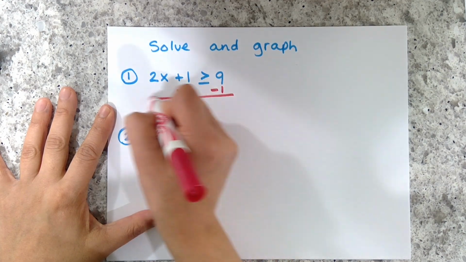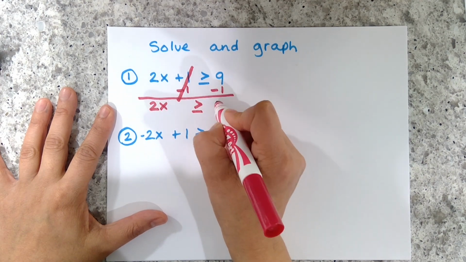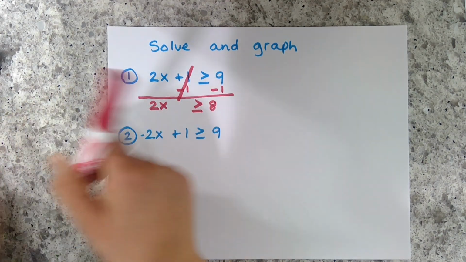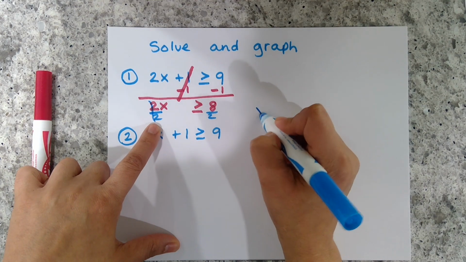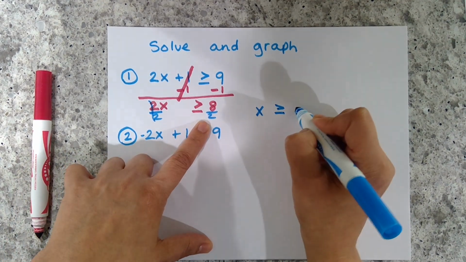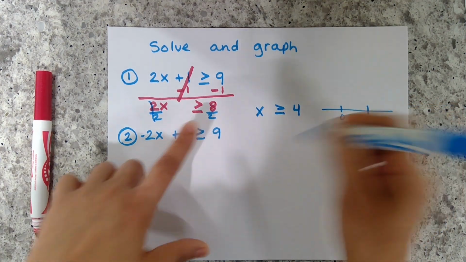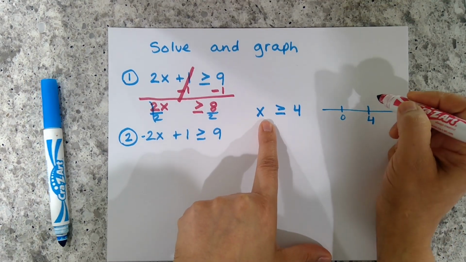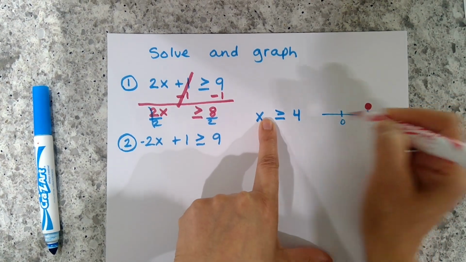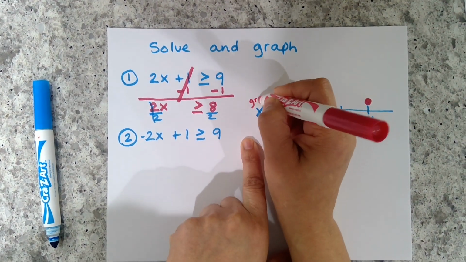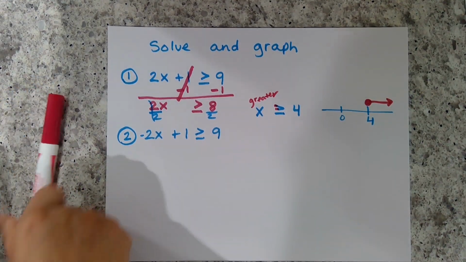Subtract 1 from both sides. So you get 2x. Bring down your sign. 9 minus 1 is 8. Divide by 2. So you get x greater than or equal to 4. Now you're going to graph this. So it is a closed circle at 4. X is greater. So values greater than 4 are going to go in this direction.